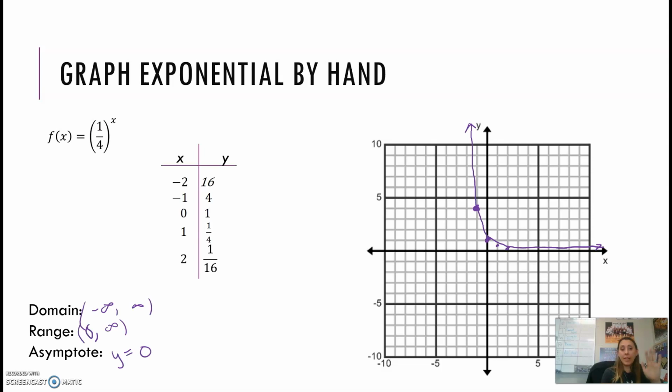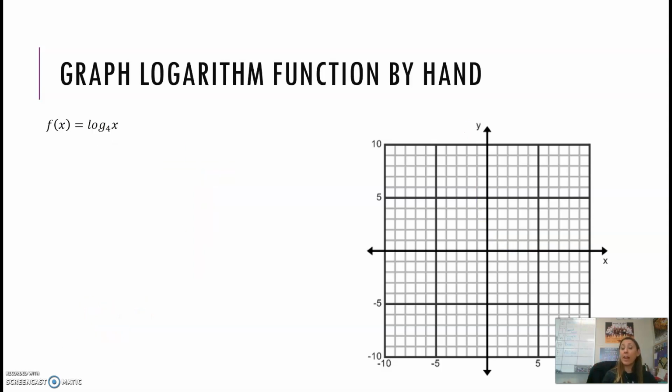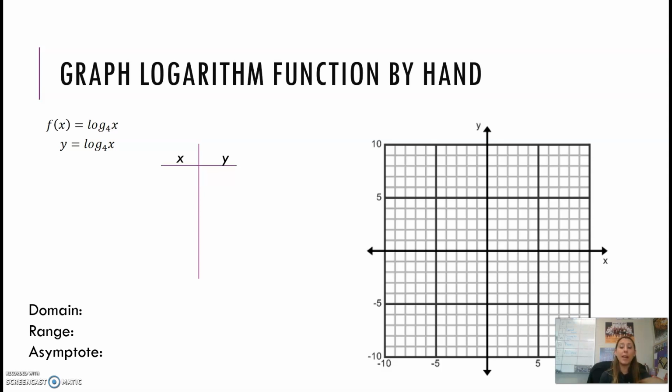So, one thing I want to say. If this is an exponential, the inverse of an exponential is a logarithm. So if we were to graph a logarithm by hand, we want to think about it as the inverse to the exponential. So we're going to kind of flip everything that we've done. The first thing we're going to do is rewrite this as y equals, and then rewrite it as an exponential because we know how to do that.